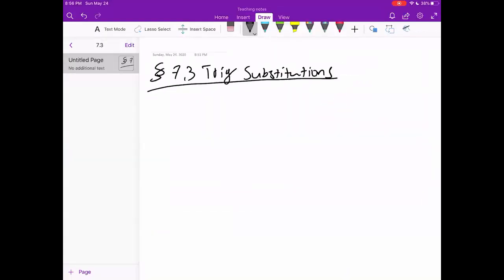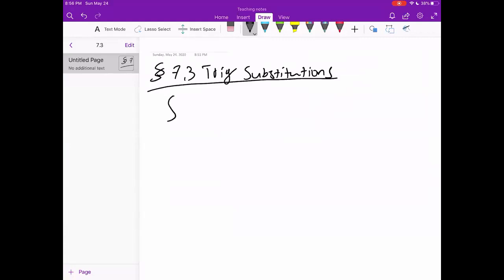Alrighty, so we're going to start section 7.3, trig substitution. And you'll notice a pattern that, in every section that we do, besides the application section, we start looking at certain integrals we weren't able to do and coming up with ways to do them now. So let's take a look at the integral.